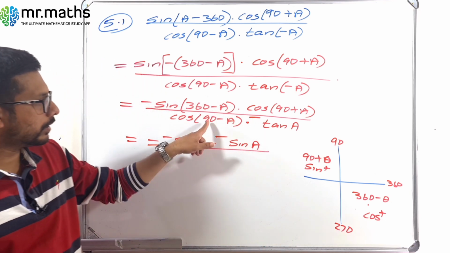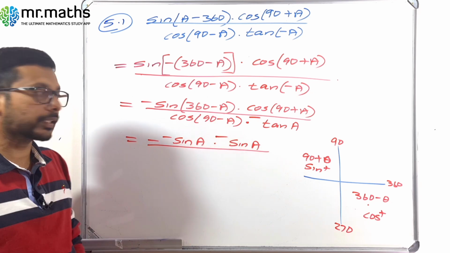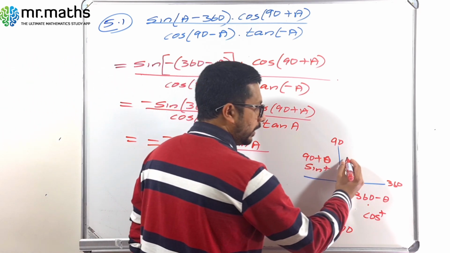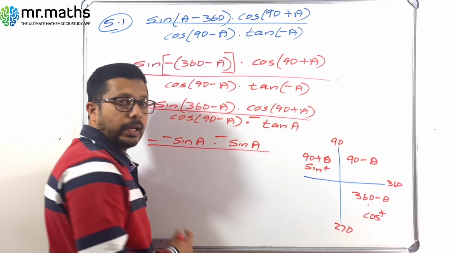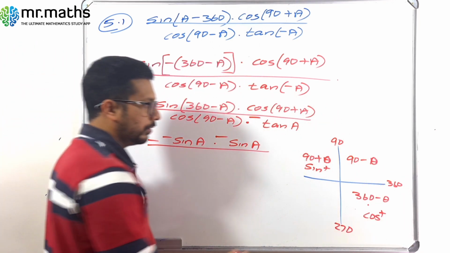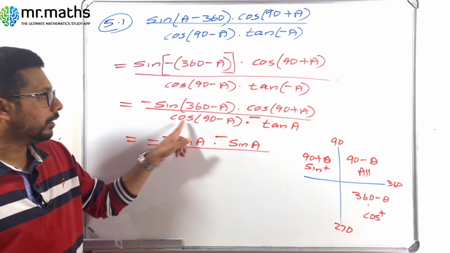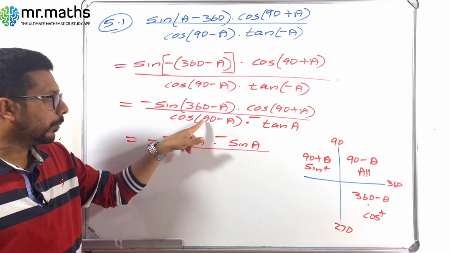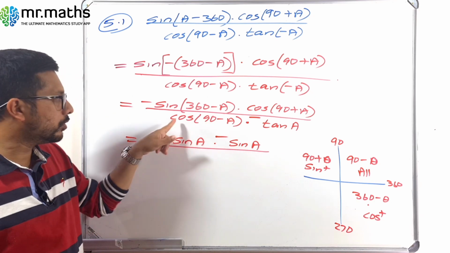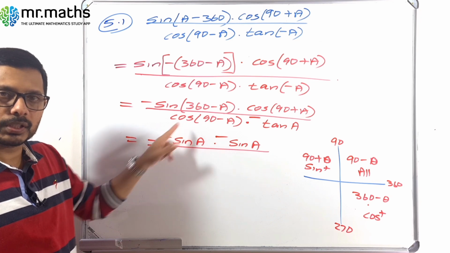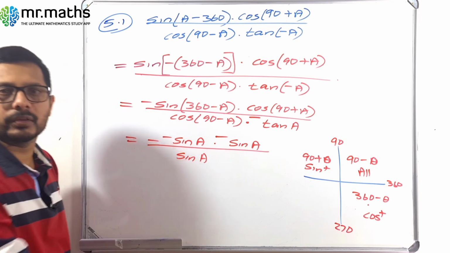Now look at this one. 90 minus a is in which quadrant? This is 90 plus a, so 90 minus a is in the first quadrant. 90 minus theta, there all the trigonometric ratios are positive, so cos is also positive. But here, if it is based on the vertical line, you have to change to its cofunction. What is the cofunction of cos? It is sine, so it is sine a, and it is positive because it is in the first quadrant.